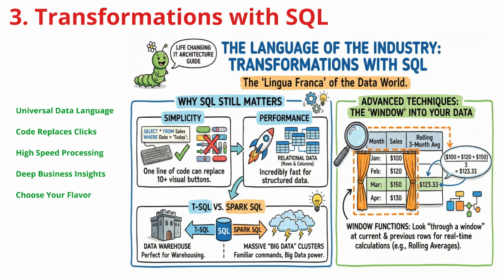The real magic happens with window functions. Imagine the computer looking through a literal window at your data. Instead of just seeing one row, it can see the rows before and after it. This allows you to calculate complex things like a rolling 3-month sales average instantly and accurately. It's how we turn simple lists into sophisticated business intelligence.